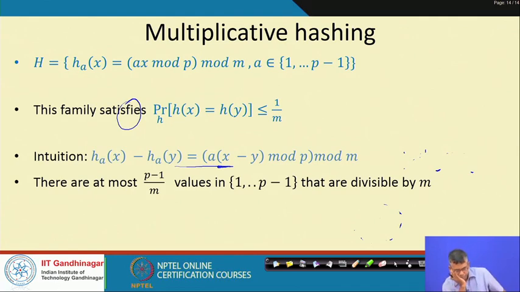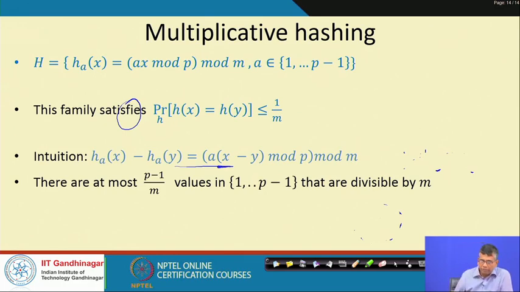So, let us look at the quantity h of x equal to h of y. Suppose h of x equals h of y. When can that happen? Remember, we get to choose A, we do not get to choose x and y, they are given to us.